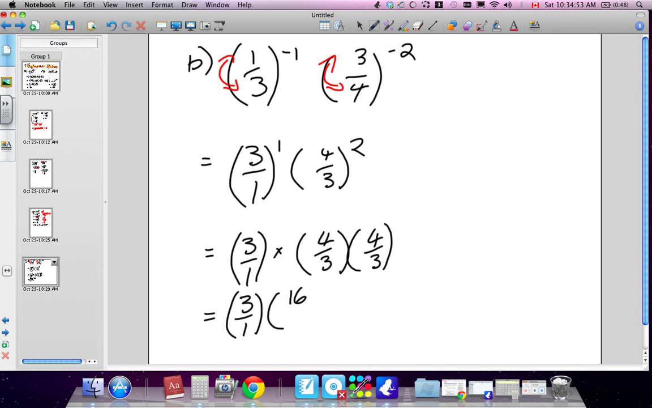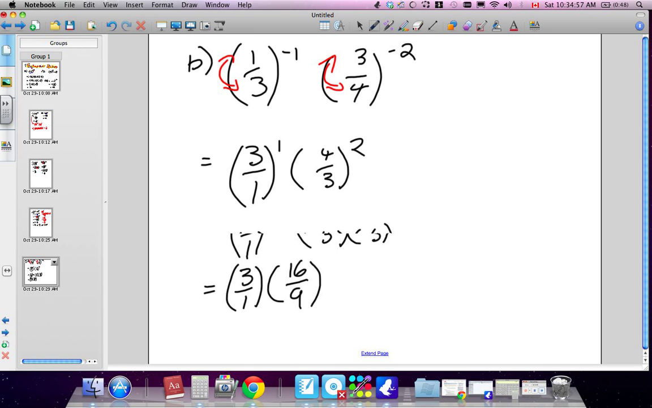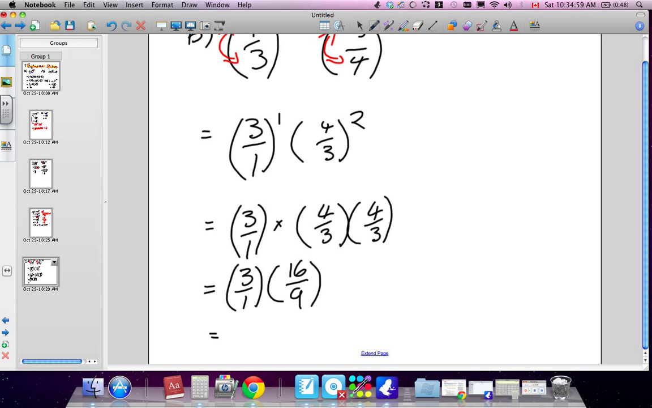What did you end up with? Yeah. And then you reduce the fraction. You divide both by 3. So you would have got 16 over 3. Yeah, that's right. Great. You got it. Nice.